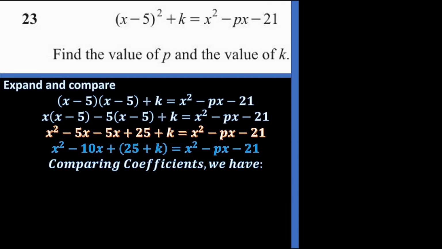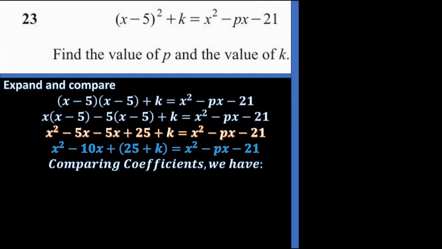Okay, so here we expand and compare. When you expand the first bracket, that's (s minus 5) times (s minus 5) plus k equals s squared minus ps minus 21. Then we expand fully. We have s squared. We use the first bracket to multiply the second. That has been explained before. When we do that, we get s squared minus 5s minus 5s plus 25 plus k equals s squared minus ps minus 21.